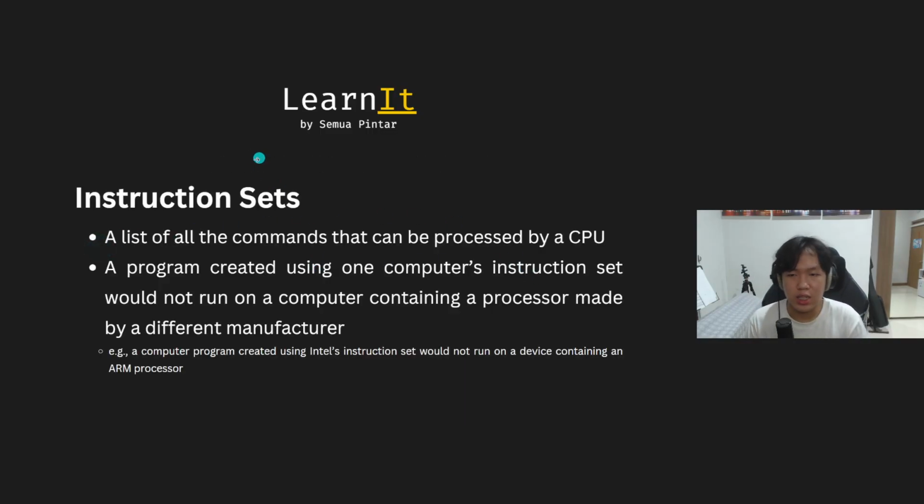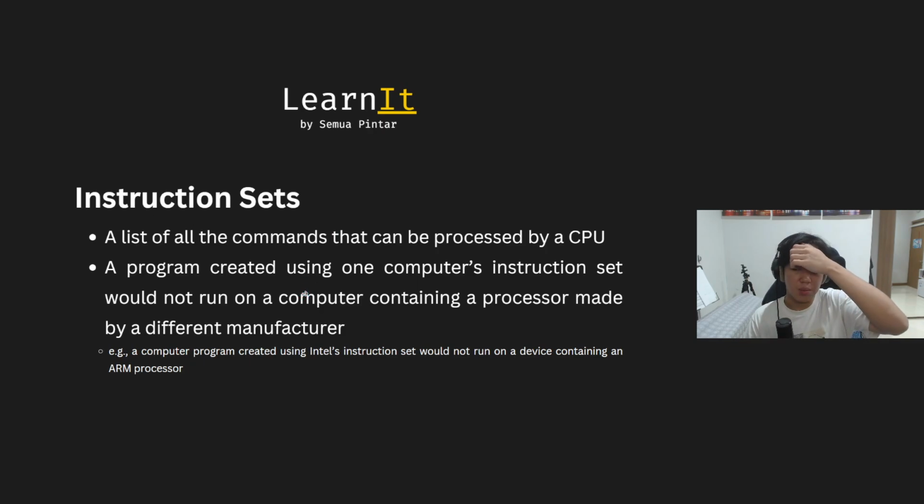So next up is instruction sets, which is essentially a list of all the commands that can be processed by a CPU. And one thing to note is that a program created using one computer's instruction set would not run on a computer containing a processor made by a different manufacturer.